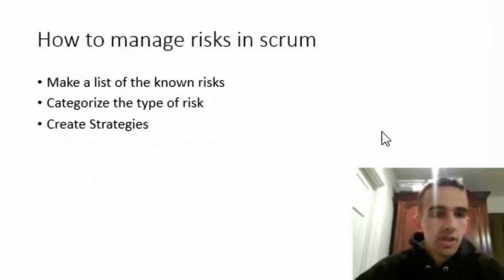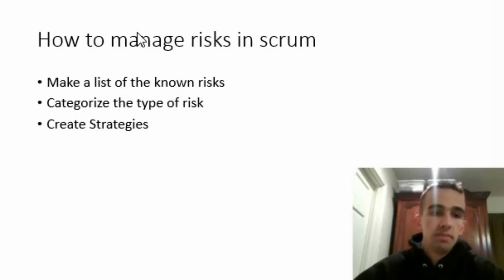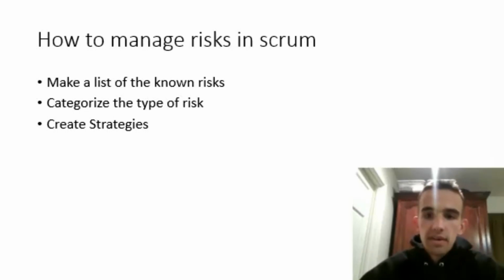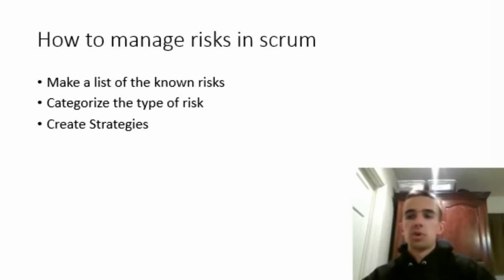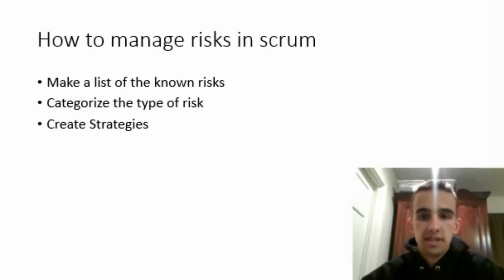So moving on to the next topic, how should we best manage risk within the Scrum team? First off, it's best for the whole team to sit down and make a list of all the known risks together as a team, and brainstorm. It's important for the product owner to be thinking about these things himself too, but it's also really important for the team to sit down and all brainstorm it together.